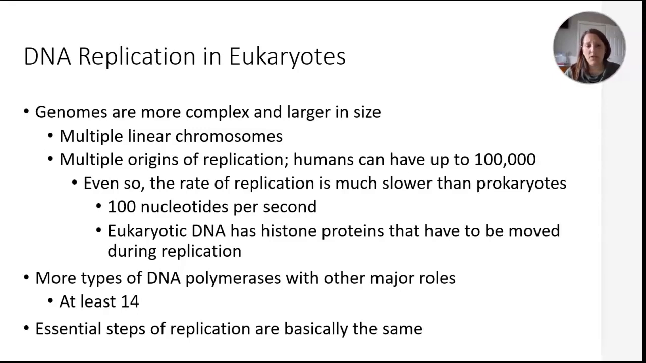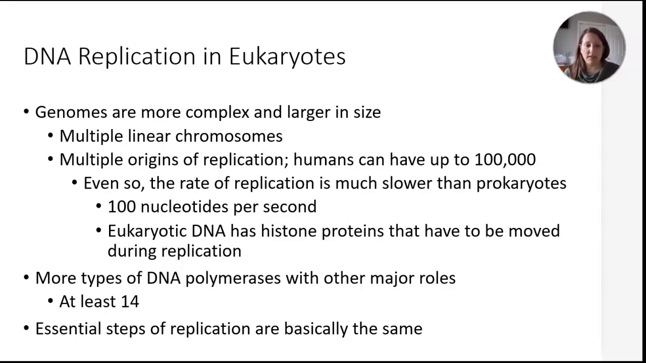What else? In eukaryotic organisms, there's more than 3 types of DNA polymerase. In fact, there's at least 14 that have been discovered so far. So more enzymes are involved in this process.